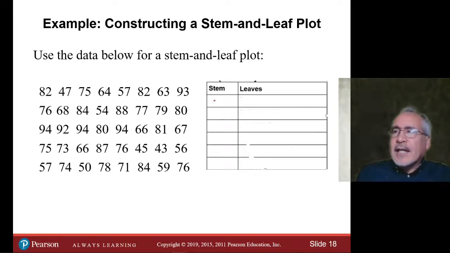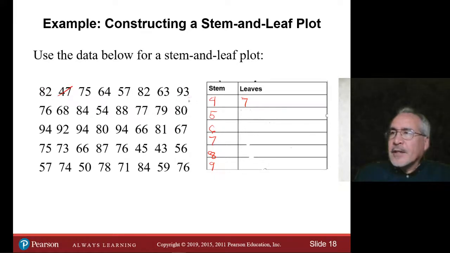Instead of putting a class like 40 to 49, we put the 40 as a 4. So the 4, 5, 6, 7, 8, 9. These are the tens values. And then the leaves, we come along here. Here's a 47, so I put a 7.